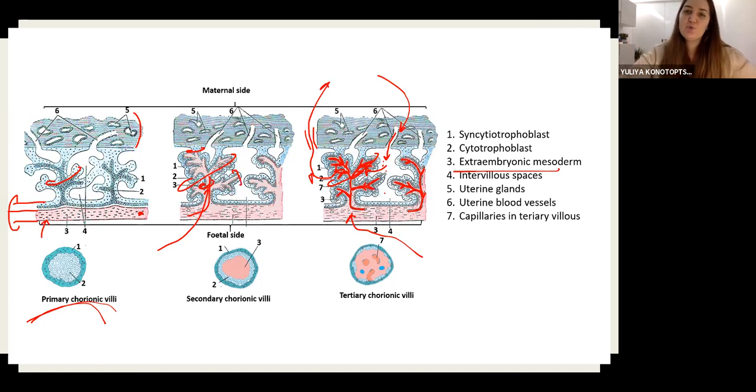So the tertiary villus will have areas. This is going to be the stem of the tertiary villus, so stem villus. This is the anchoring villus, and these are the free.